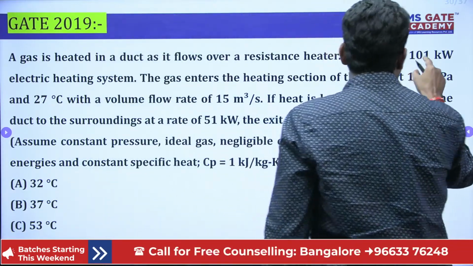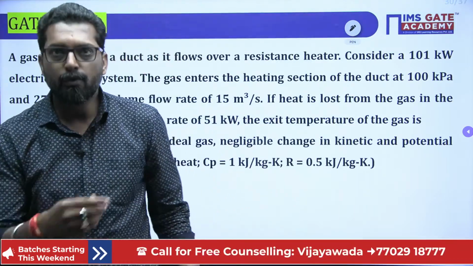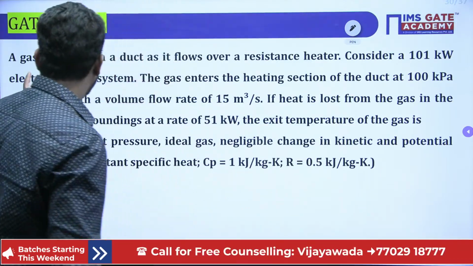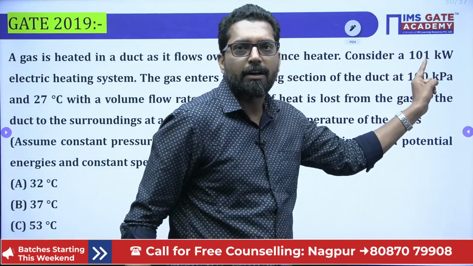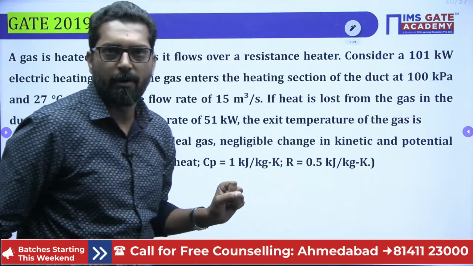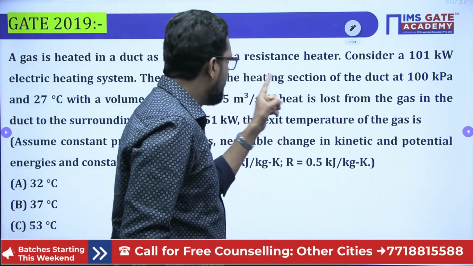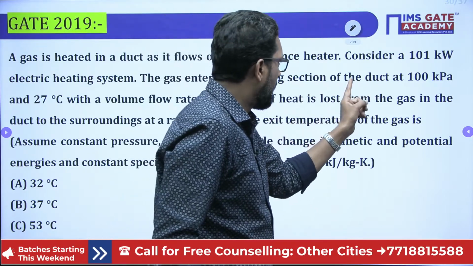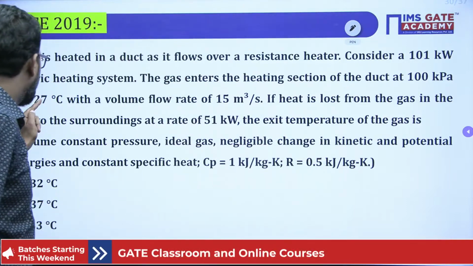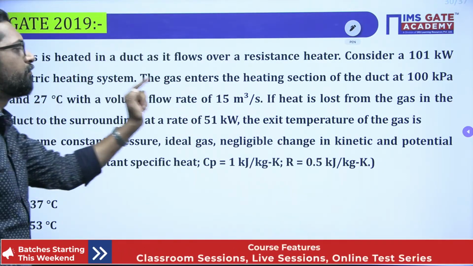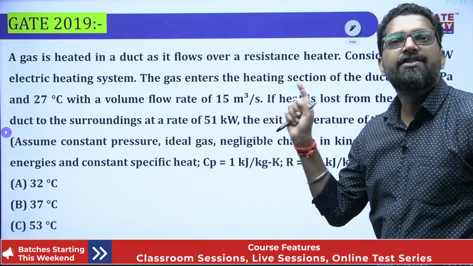Consider a 101 kilowatt electrical heating system. That means the gas is heated through a power rating of 101 kilowatt. The gas enters the heating section of the duct at 101 kilopascal and 27 degrees centigrade, with the volume flow rate given. That means the discharge is given.